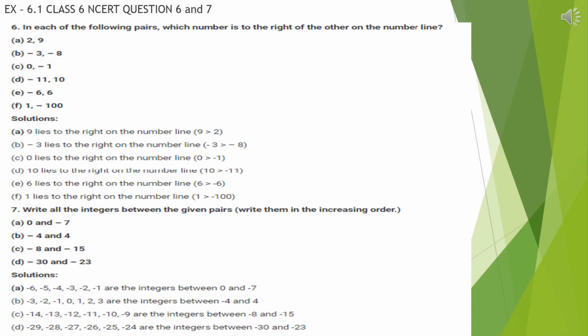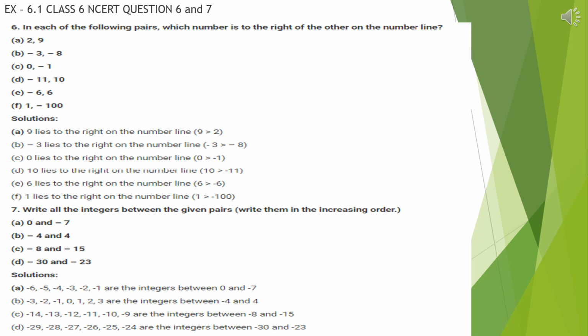Now let's understand question number 6. In each of the following pairs, which number is to the right of the other on the number line? As we know, negative numbers are always represented on the left side of 0 and positive numbers always on the right side of 0, and a negative number is always smaller than a positive number. We also know that the smaller number is always on the left of the greater number.